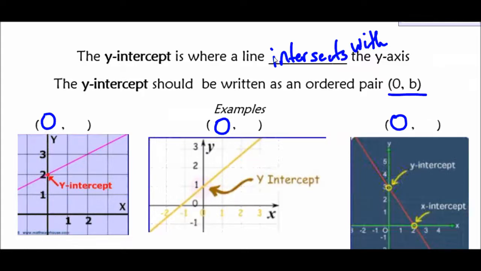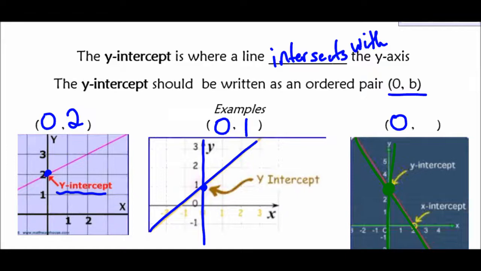So my y-intercept on this first one, you can see that arrow pointing directly at it, is the point (0, 2). The y-intercept on the second one is, again, just where this line and this line meet each other. That's (0, 1). Last one, again, where do these two lines hit each other?